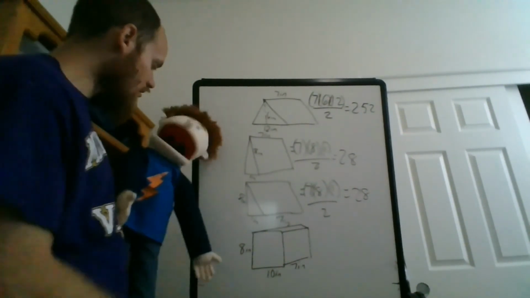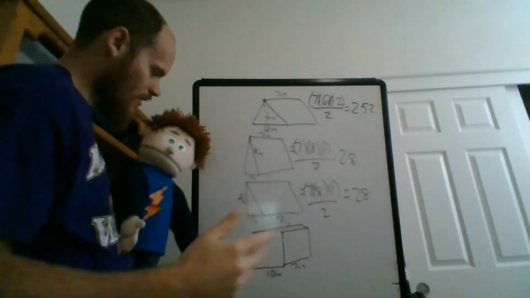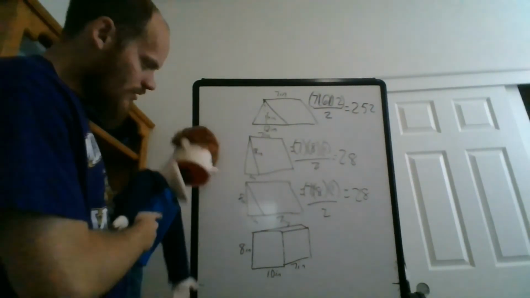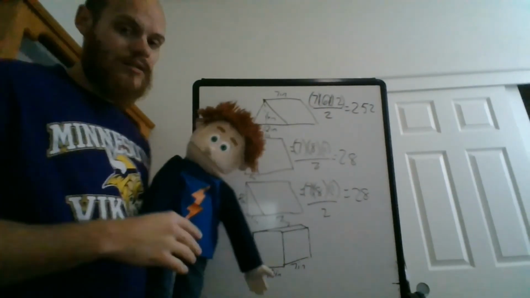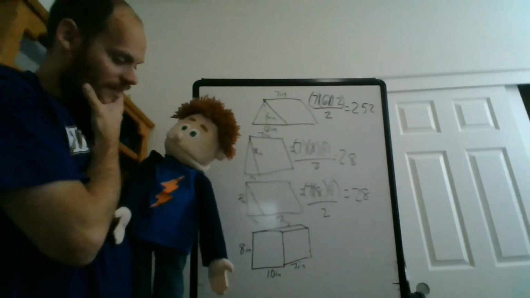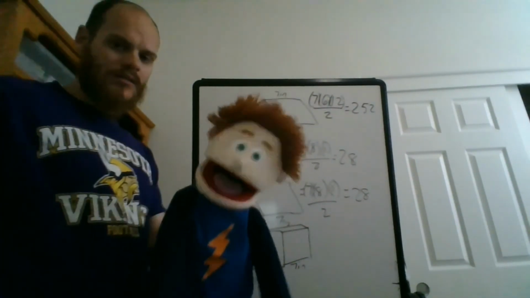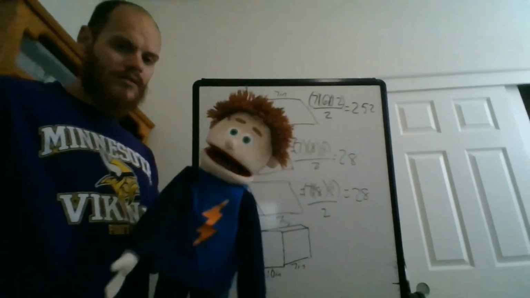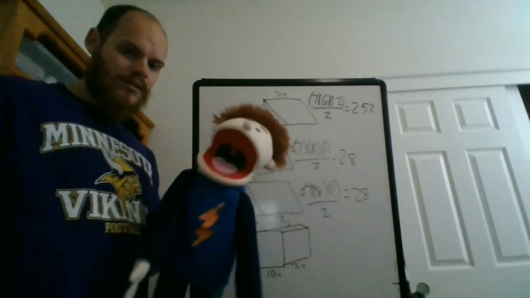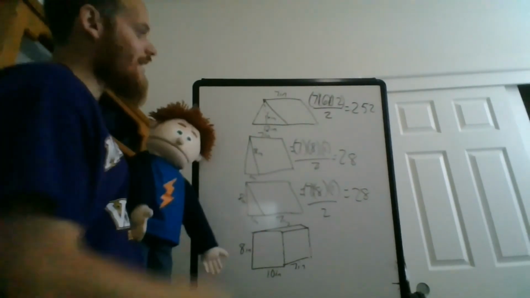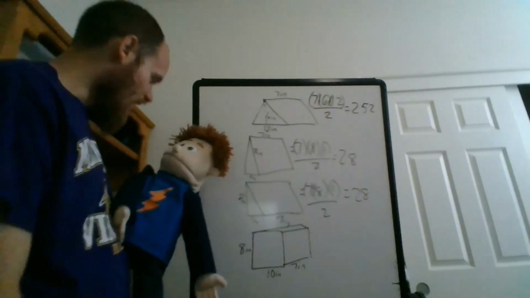Wait, I know how to find volume. Okay, go ahead and tell everybody. I would do 8 times 10 times 7. And then I would divide by 2. You would divide by 2? Why do you think that? Because, oh, wait, it's not a triangle. So I would just do 8 times 10 times 7. Yeah, that's the volume. Exactly. Then you take all of those, add them together, and you found the volume of the birdhouse.